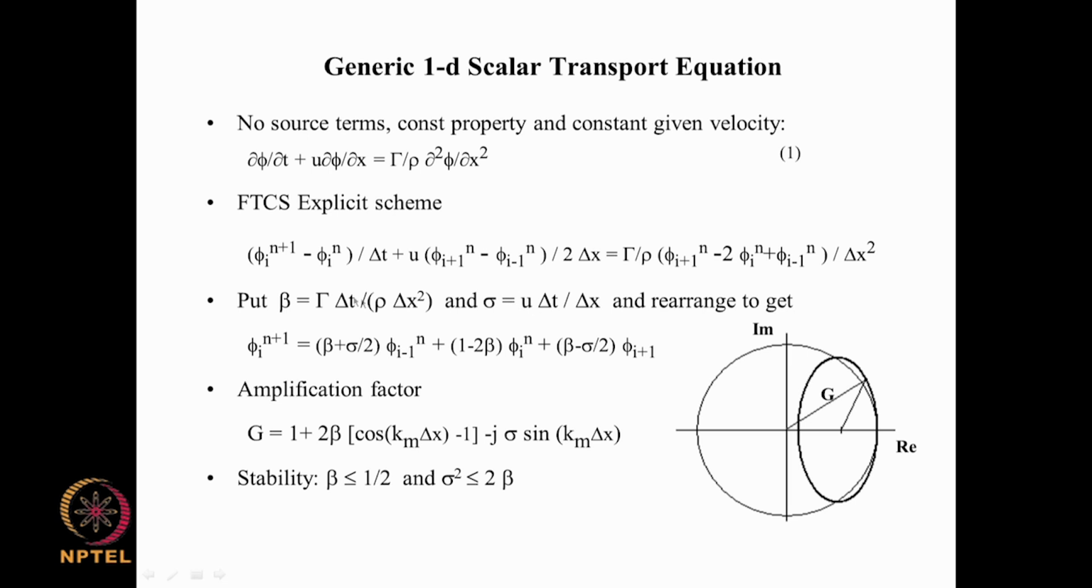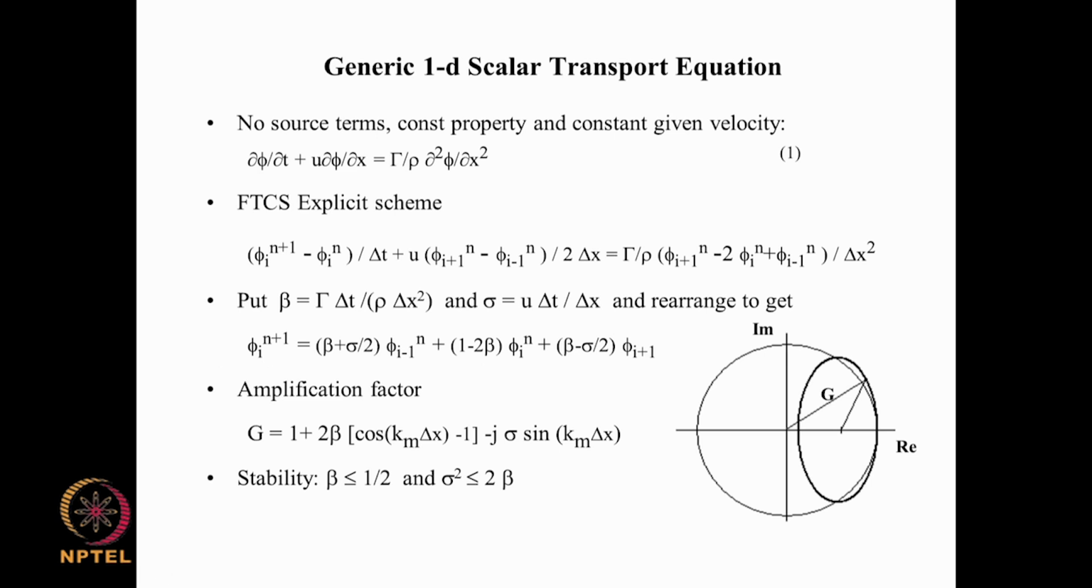And once you put this you can rewrite this as phi I n plus 1 equal to beta plus sigma by 2 times phi I minus 1 n. You have I minus 1 n coming from the Courant number here, and then you also have the beta term contributing to this. So, when you take it to the right hand side you get beta plus sigma by 2, and 1 minus 2 beta times phi I n, plus beta minus sigma by 2 times phi I plus 1 n. Again, this is n here. For this scheme we can go through the conventional von Neumann stability analysis.